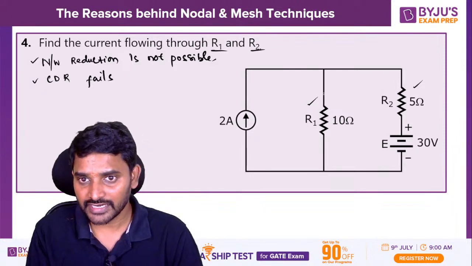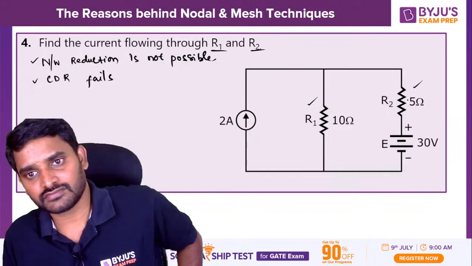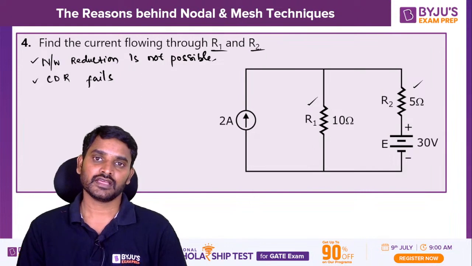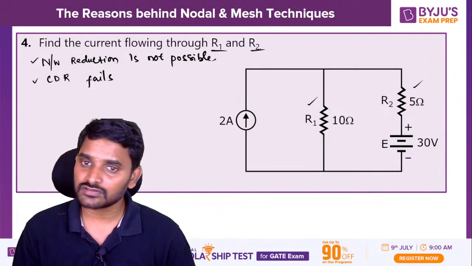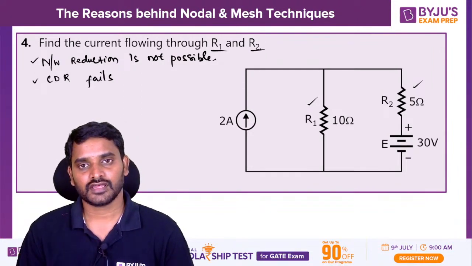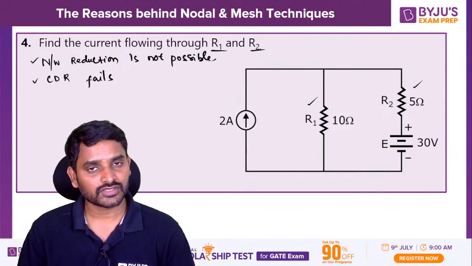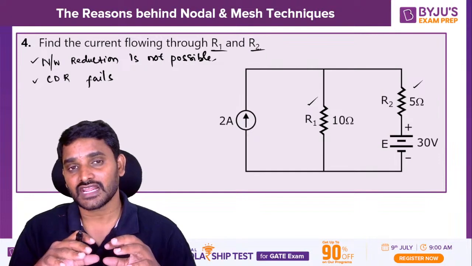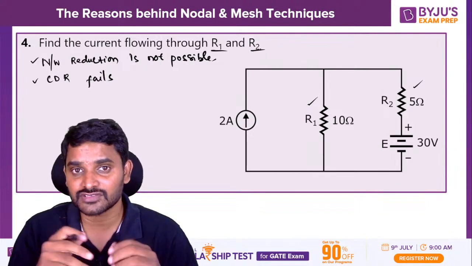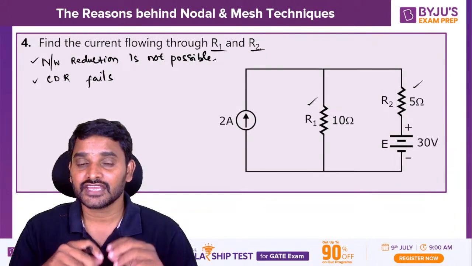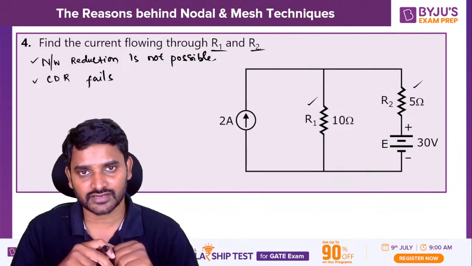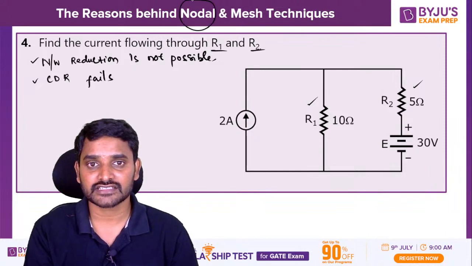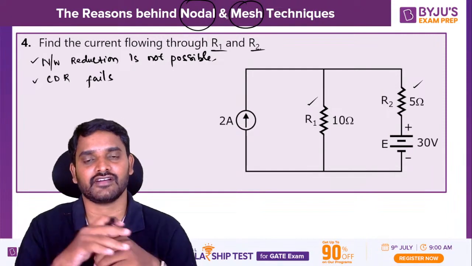If you try to apply KCL, you cannot apply it, because the other branch currents are also not known. Is it possible to apply the voltage division rule? No. Is it possible to reduce the network? No. Now at this point, when the network has more than one source, and you are not able to reduce the network, then nodal analysis or mesh analysis is required.